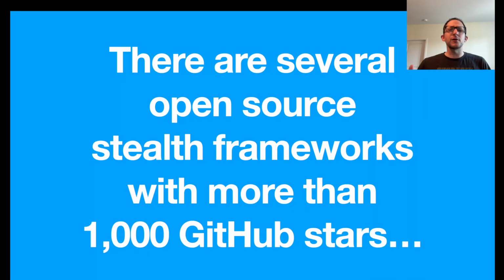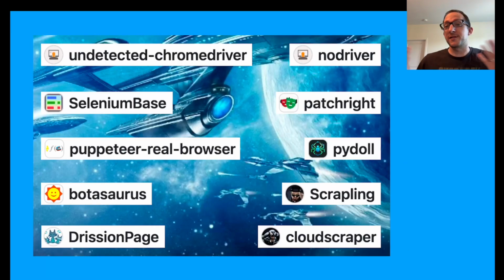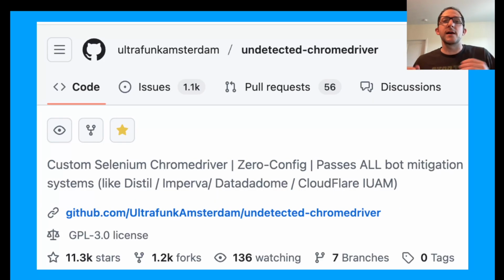Now, there are several different open source stealth frameworks with more than 1,000 GitHub stars. So I'm going to cover a few of those right now, or 10 of those actually. So you can see the list here, and I'm just going to go one by one. So we've got Undetected Chromedriver, which is a very popular tool. It's got over 11,000 GitHub stars, and it was basically a huge popular tool that many people were using.